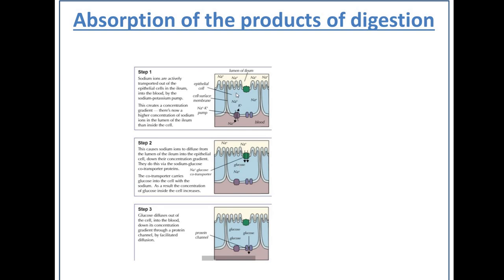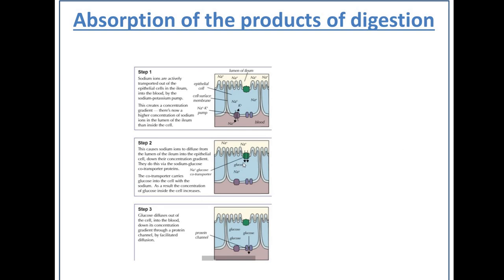So the first step is the sodium is actively transported out of the epithelial cell into the ileum via the sodium-potassium pump. Because now you've got a high concentration of sodium in the lumen of the ileum, there's a concentration gradient. So the sodium moves from its high concentration to its low concentration down a concentration gradient. But at the same time as it does that, it also carries glucose with it. That's what's known as co-transport, because they're transporting together, and it happens via a co-transporter protein.